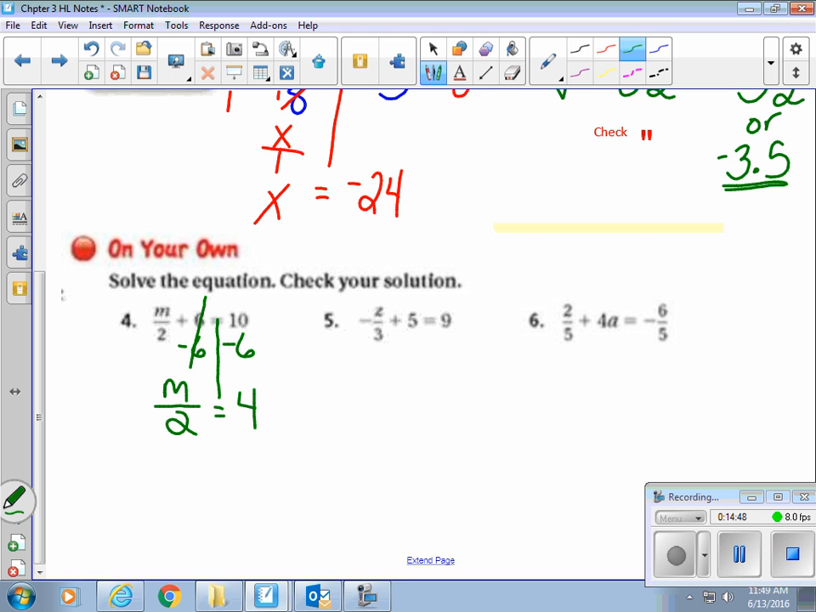To undo m divided by 2, you should be multiplying both sides by 2. See how they're diagonal to each other? They cancel out, leaving you with just m. And since you multiplied by 2 there, you must multiply by 2 over there. So you're left with m is equal to 8.